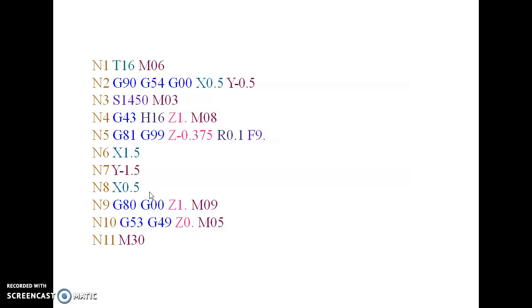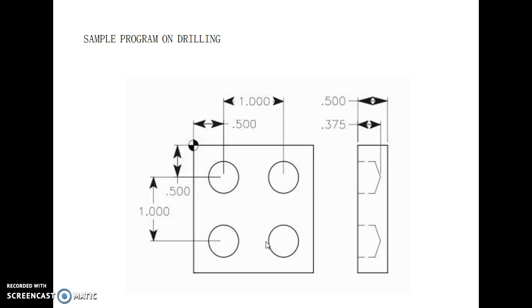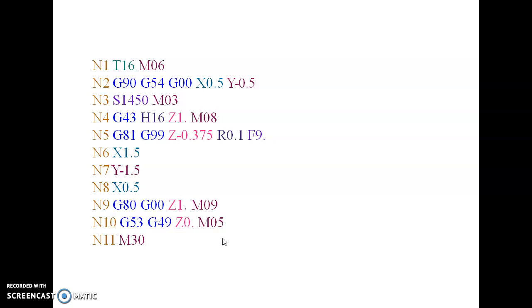And N8 X0.5, the fourth drill takes place at X0.5, and Y is minus 1.5. Y is minus 1.5, only X movement, that is X movement of 0.5.